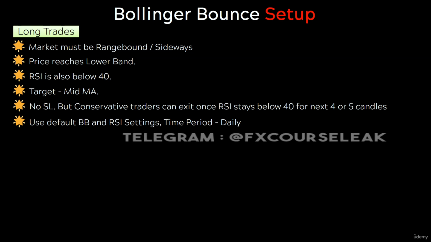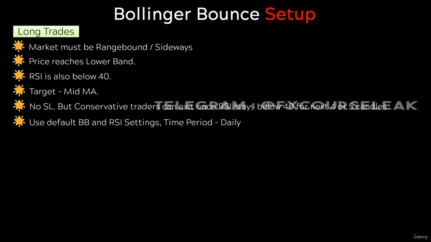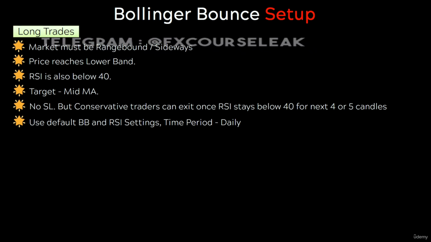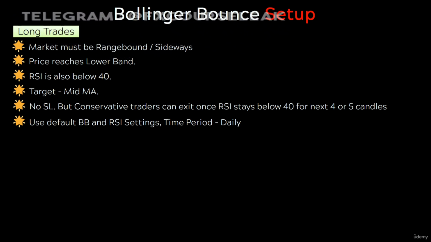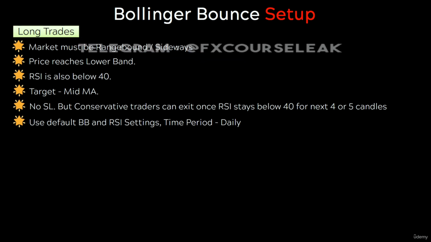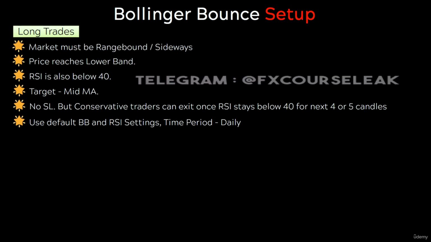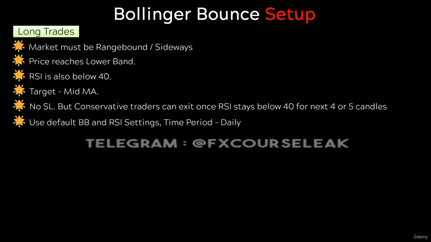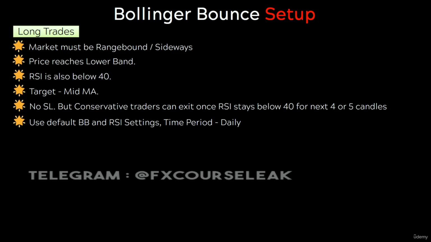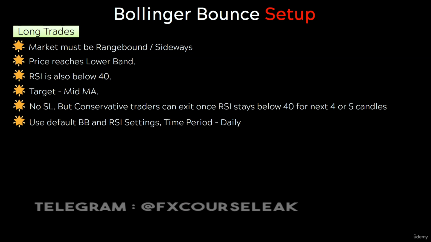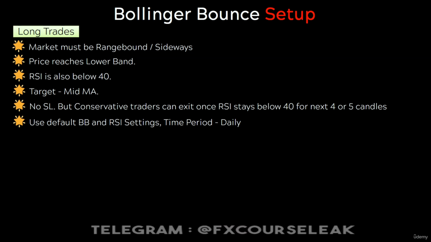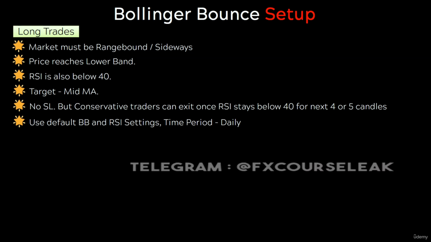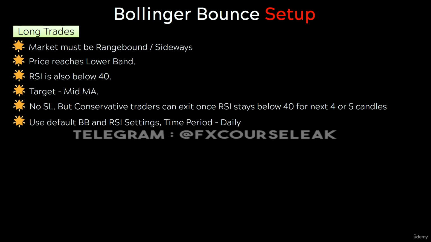Now I prefer this conservative approach since probability of successful trades is really high if you target this mid-band or moving average line instead of the upper band. Lastly friends, I generally don't use any stop loss here. I simply exit when price hits this moving average if I am sure that market is still range bound or sideways. But what if sideways movement of market is over and a reverse trend has started? So conservative traders can exit once RSI stays below 40 for the next 4 or 5 candles after your entry. Now this actually means that a strong trend has started in the reverse direction and it's better to book loss and exit.